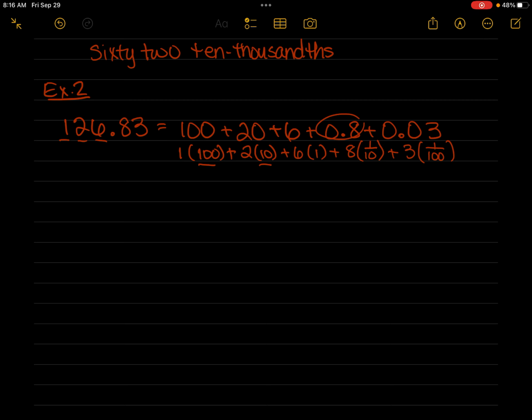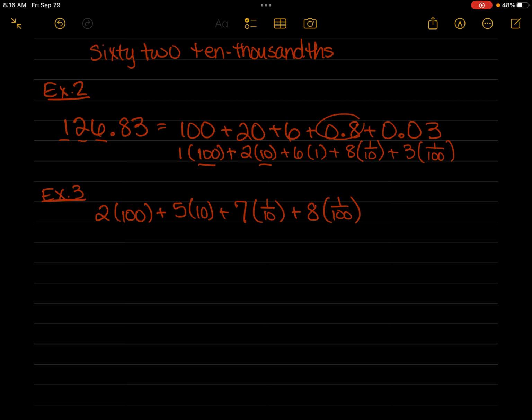Let's say I start with, we're going to call this example 3. Now we're going to go backwards. I'm going to give you the expanded form, and we're going to write out the number. So we have 2 times 100 plus 5 times 10 plus 7 times 1/10 plus 8 times 1/100th. Okay, and now we're going to write this as a regular number.